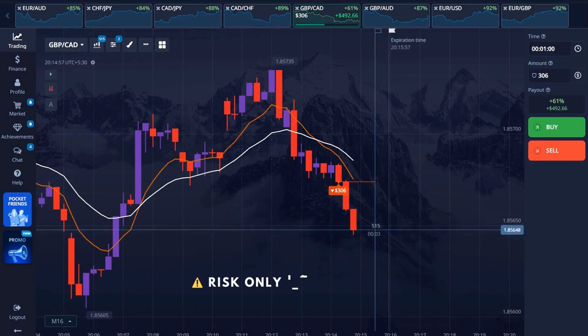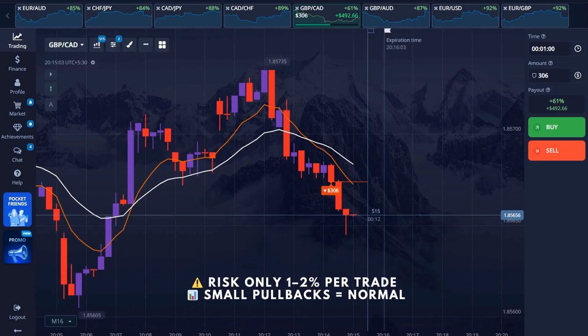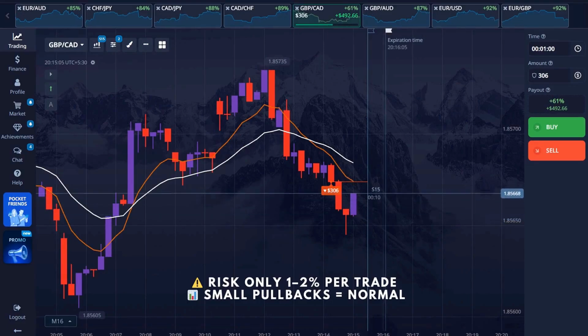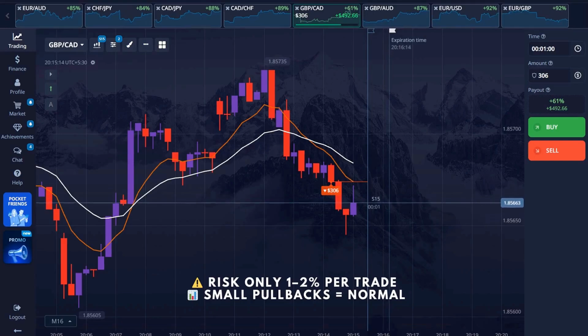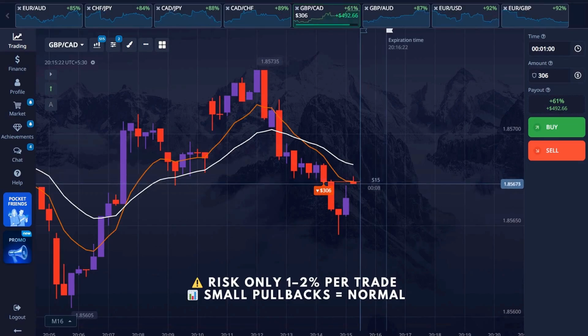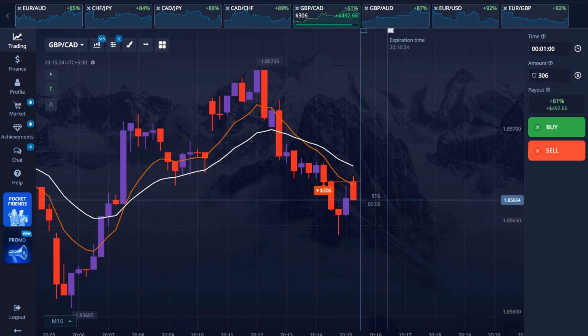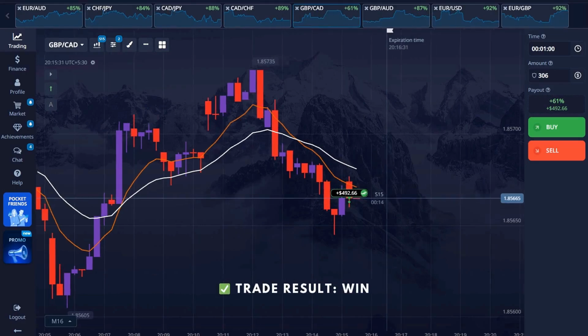Now, as the trade is running, notice how the candles are forming. We're still below both EMAs, which means the trend is supporting our decision. This is where patience is key. Don't panic if you see small pullbacks. That's completely normal. What matters is that the overall price action is still respecting the downward direction. Also, this is a good time to remind you, always stick to your risk management rules. I've entered this trade with a small portion of my balance, just like I recommend, 1 to 2% per trade maximum. This keeps your account safe even if a trade goes against you. And there we go. The trade has closed, and this one finished in profit.